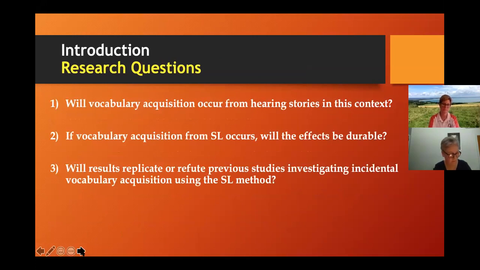Okay. So the research questions that we had, we didn't write this in the paper, but these are basically the three questions that we were interested in learning about. So will vocabulary acquisition occur from hearing stories in this context? I'll tell you about the context shortly. It was a short-term program, but I'll explain about that in a minute. If vocabulary acquisition from story listening occurs, will it be durable? The previous studies showed that after delayed post-tests, the gains were still there. And will results replicate or refute what previous studies investigating vocabulary acquisition through story listening found?